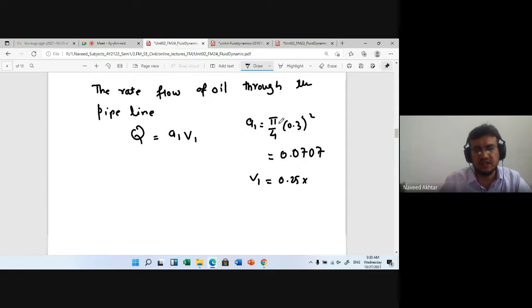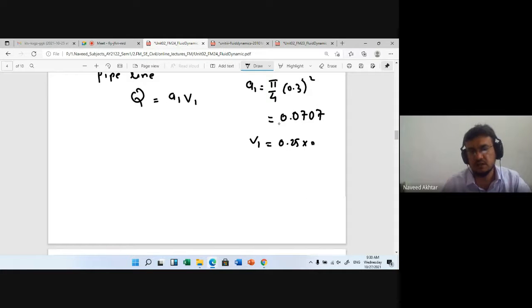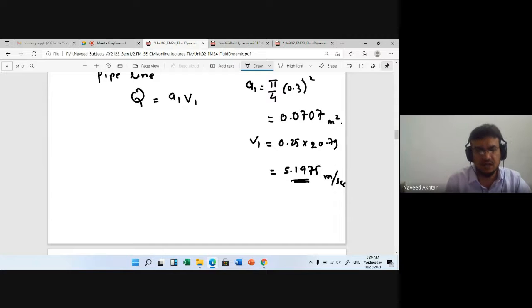V2 is 20.79. So if I take 20.79 into 0.25, or 20.79 divided by 4, it is 5.1975 meter per second. So 20.79 into 0.25, if you calculate, it will be 5.195.